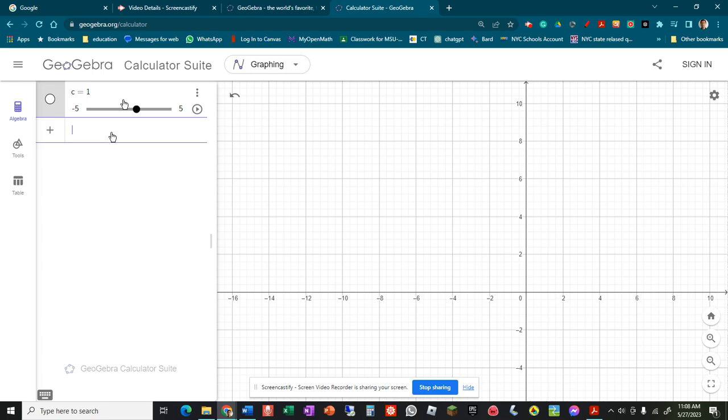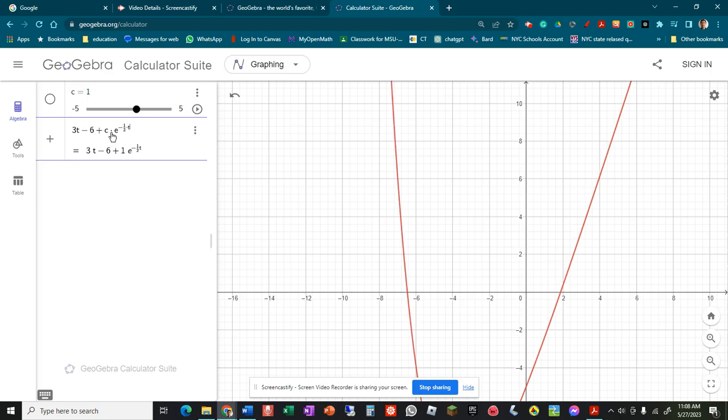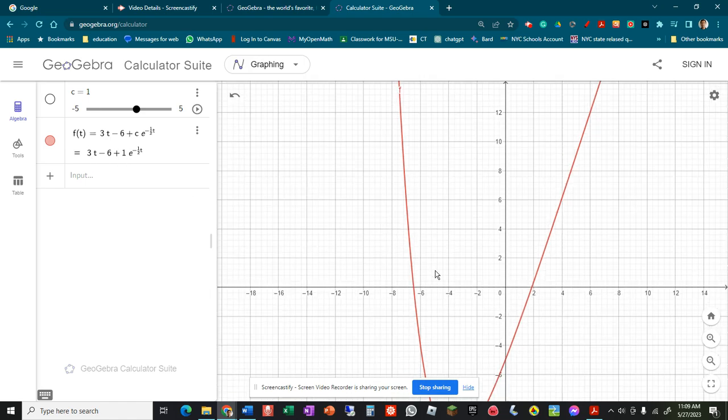So it's going to be 3t minus 6 plus c times e to the power negative half t, and then you press enter. So at this point, my c is 1. My c is 1, and for c is 1, this is the picture.